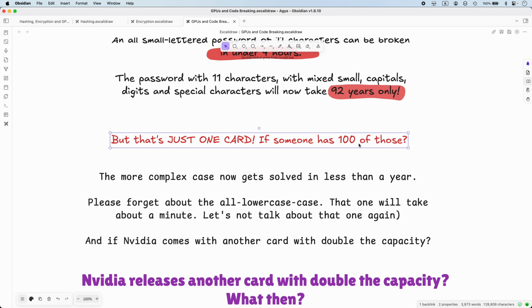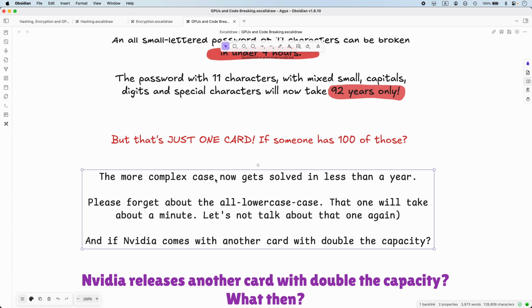People have hundreds of these, thousands of these. Some people do have these, right? And when you have this, the more complex case, this one, 11 characters, all small, capital, digit, specials, all mixed, gets solved in less than a year. And in the case of the all lowercase one, you can forget about it. It will take about a minute. If you have hundreds, it will take a minute to break.